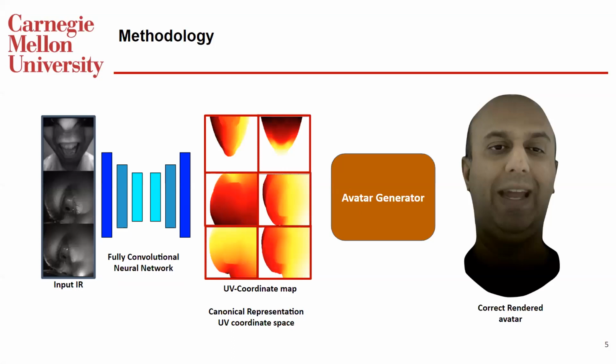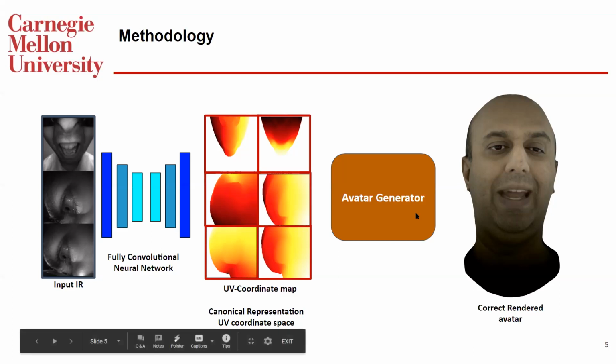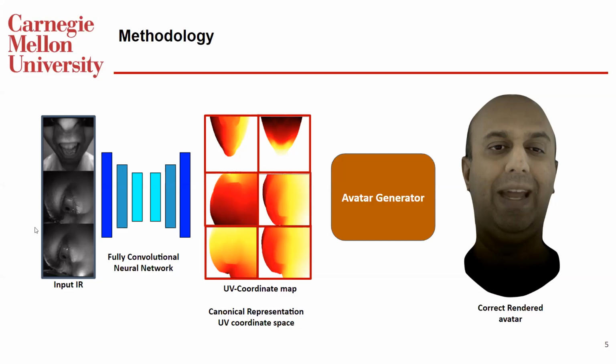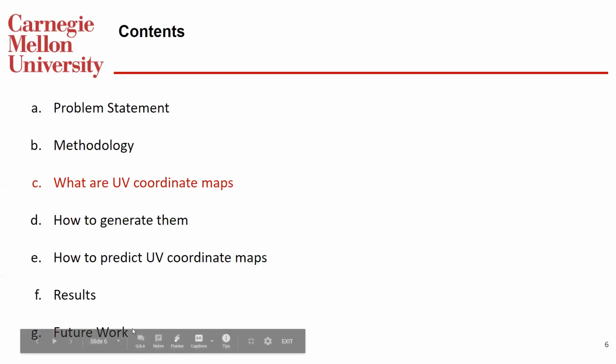This is our pipeline for this project, and we are trying to pass the UV coordinate maps to the avatar generator module. We believe that the best way to solve the mentioned issues would be to bring these IR images with various expressions and any headset variation into a standard canonical form, which we call UV coordinate map. Here we are using a U-Net type architecture, a fully convolutional neural network, to predict the UV map in real time and feed it to our avatar generator to predict the correct expression.